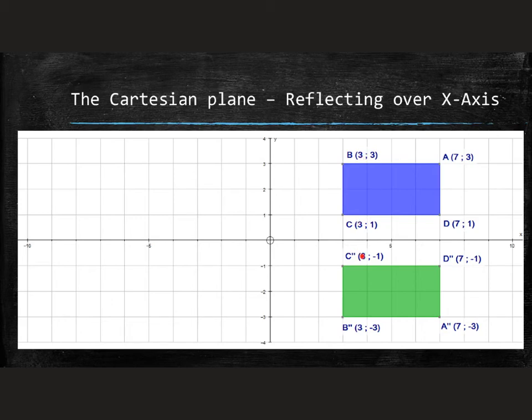All of the x values stay the same when we reflect on the x-axis. It is only the y values that change their positivity. So plus 3 becomes minus 3, plus 1 becomes minus 1, plus 3 becomes minus 3. When we reflect on the x-axis, it's only the y values that become negative.